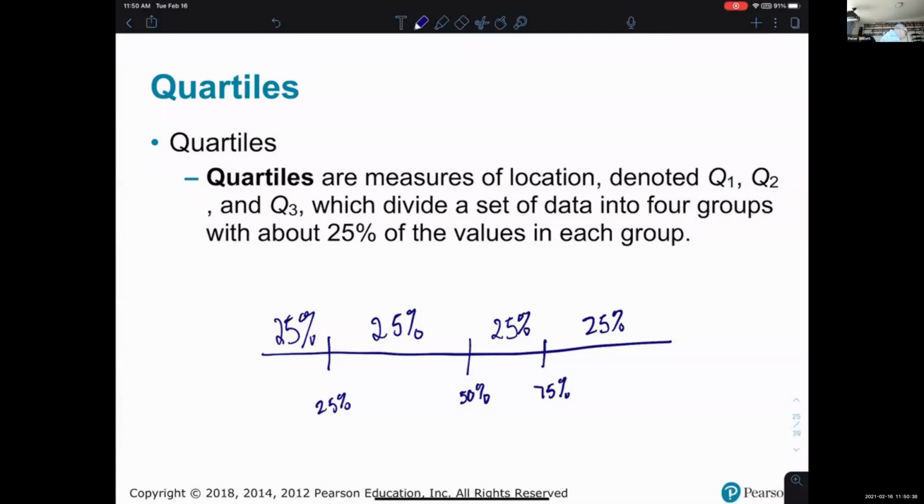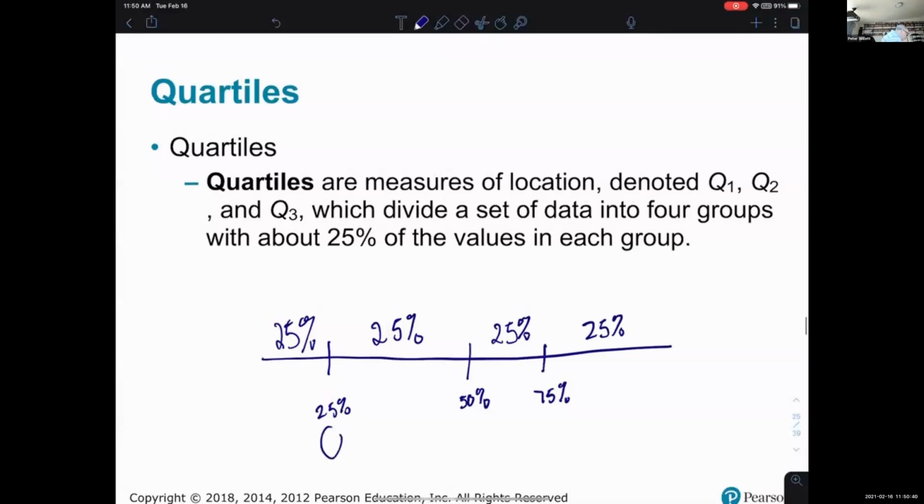So whatever the value at the 25% mark would be, that would be Q1. This would be Q2. And this would be Q3. And we can remind ourselves that the 50% mark is the median. So that means that Q2, because it's at the halfway point, is the median for the set.